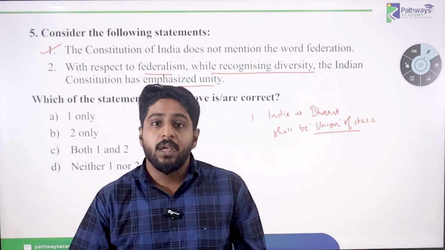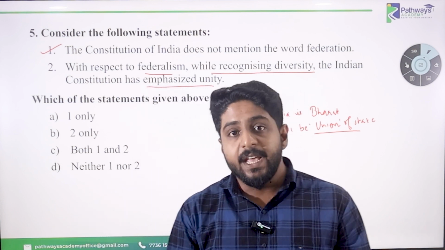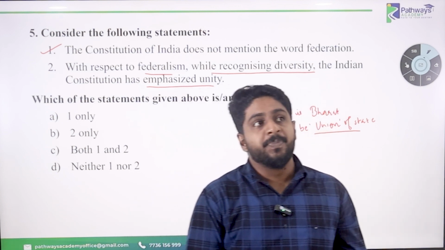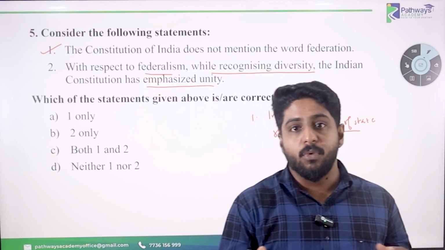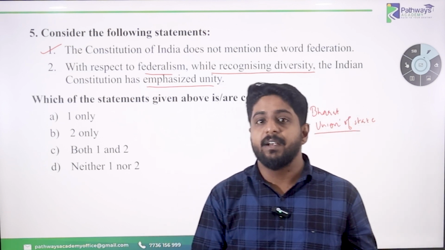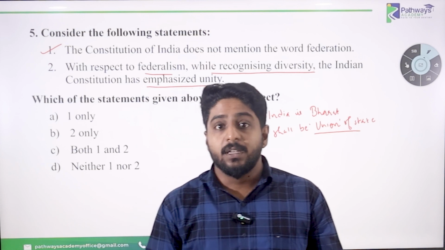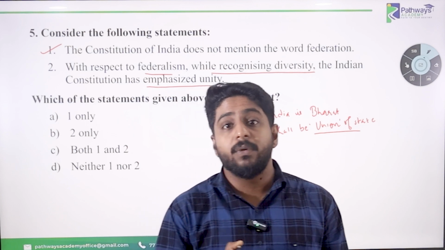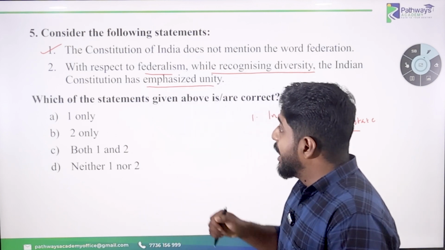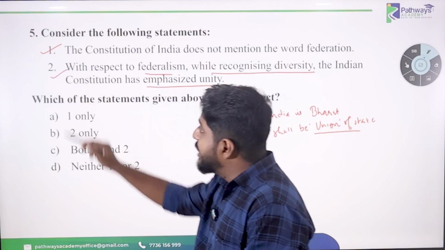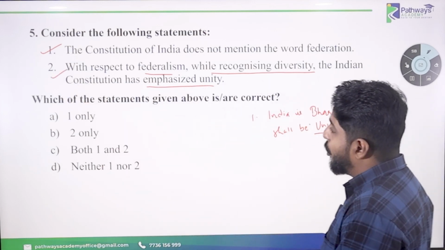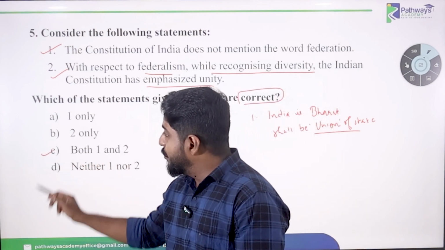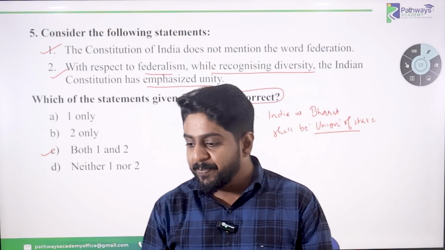But at the same time, when we talk about our federal polity, there is actually a system of cooperation among the states, isn't it? We have the Inter-State Council to promote a cordial relationship between the center and the states. Why this Inter-State Council? Sir, we need the states to go forward with a very cordial, friendly relationship. So this is the second statement, and the second statement is also correct. So the answer for question number 5, where you are supposed to choose the correct statements, is option C.